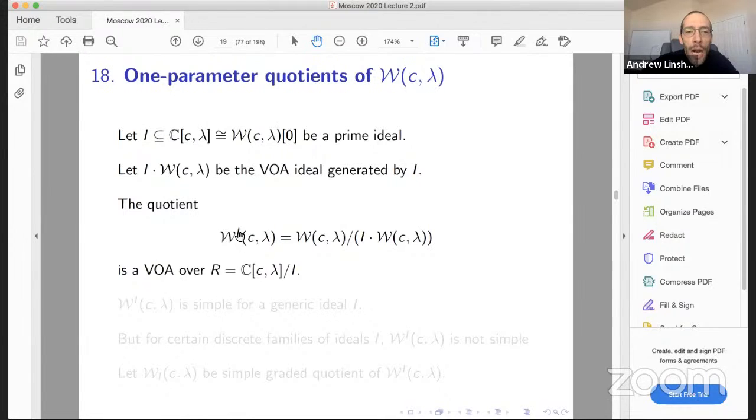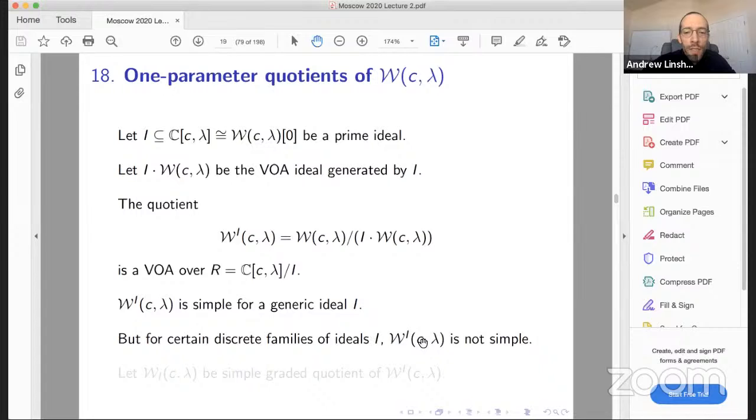So I take Wi, by definition, this VOA over the two-parameter ring, modulo the ideal generated by that in the ring. And this is now a VOA over the quotient ring, polynomials in C and lambda mod I. So if I choose my ideal randomly, then this will still be simple. It's simple for a generic choice of ideal. But there are certain ideals where this is not simple.